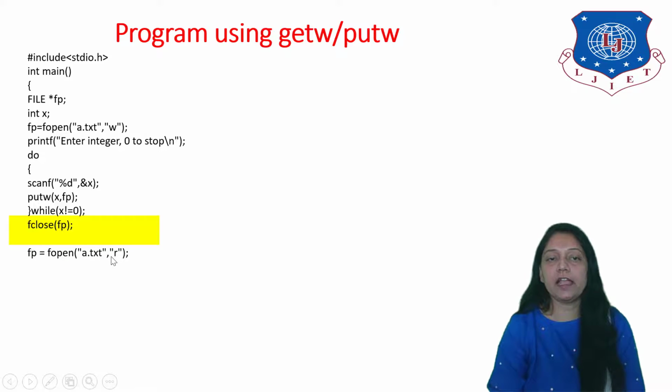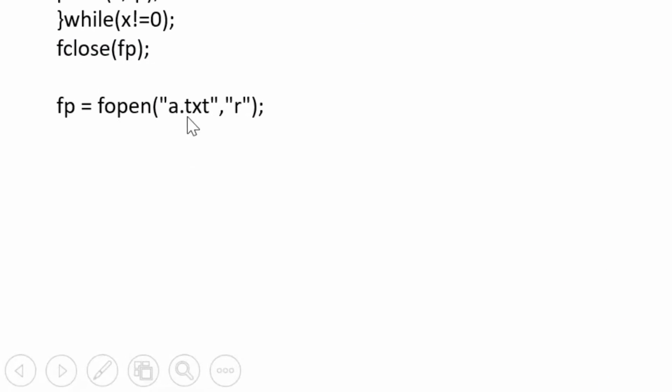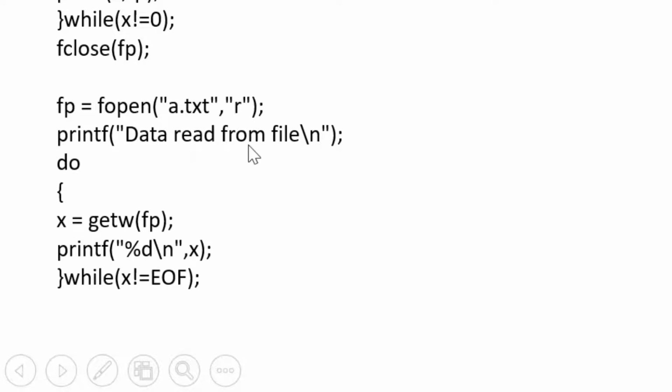Now again open the file in read mode. Now I want to read the data from the file, so I'll open the file again in the read mode. Printf data read from the file, it is a simple printf statement. You want to read more than one integer from the file, so use the do while loop. For reading the integer from the file, use the getw function, in bracket pass the file pointer. The integer that is read is stored in x and display this x onto the console using a printf statement.